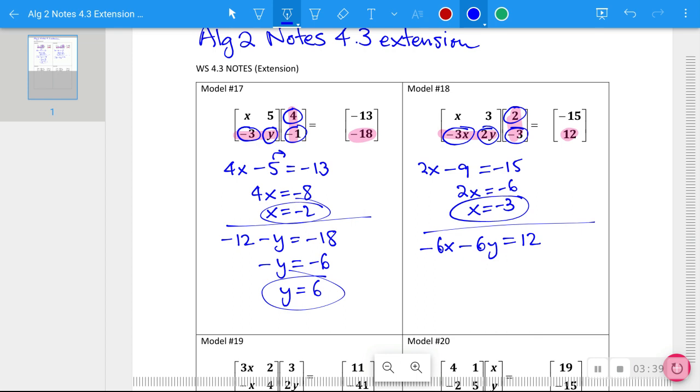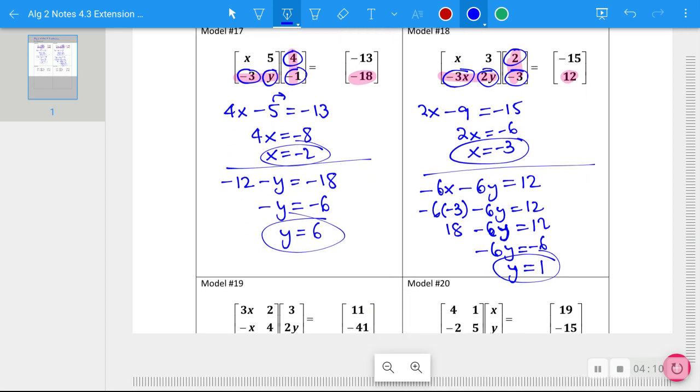Well, if we hadn't done the previous work, we'd be stuck. But we know that x is negative 3. So we get 18 minus 6y equals 12. A little sloppy there, excuse me. And subtracting 18, dividing by negative 6, we find out that y has to equal 1. Okay, so 2 down, 2 to go.